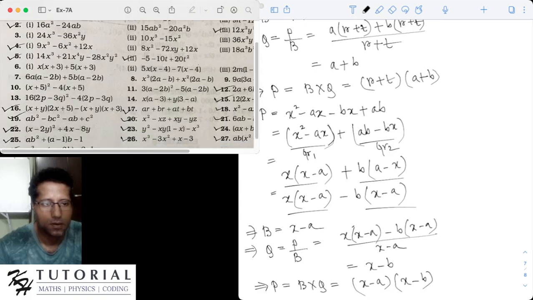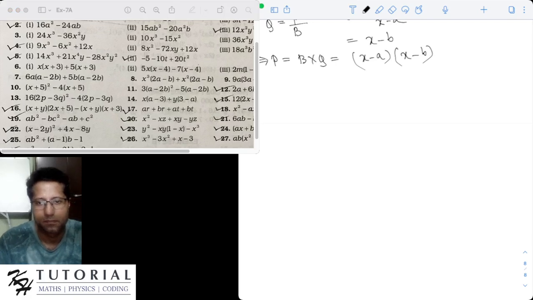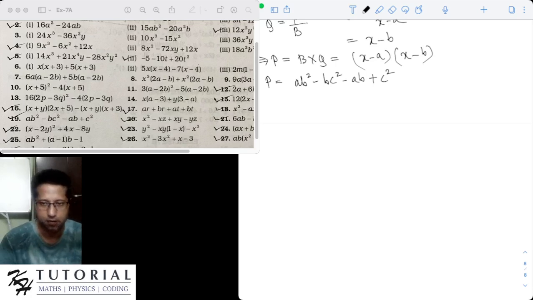Let's do problem number 19. The polynomial p is given as ab square minus bc square minus ab plus c square. So clearly we can see there is no common factor of all the terms. That is, there is no common monomial factor from all the terms. Also, we cannot see any common factor which is a binomial. So we can try to see if we can apply the method of grouping.